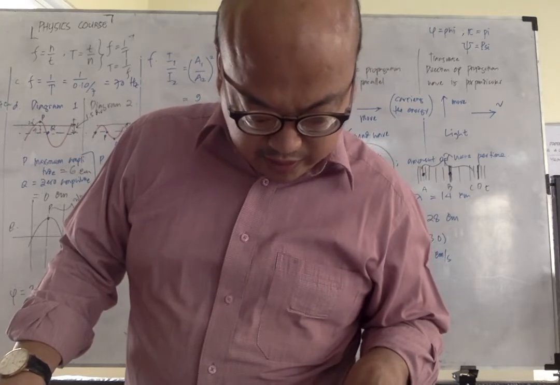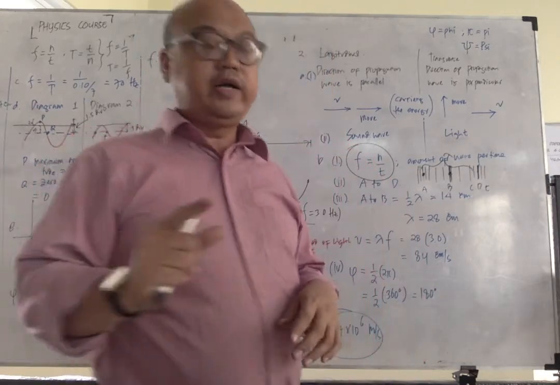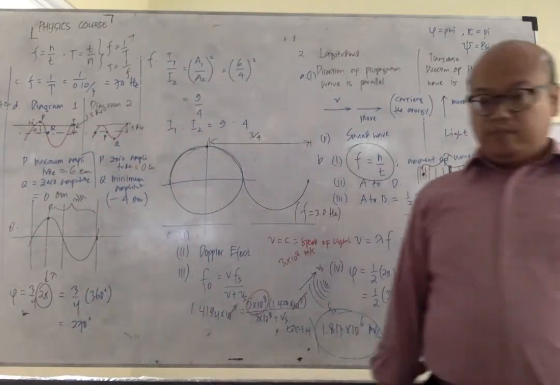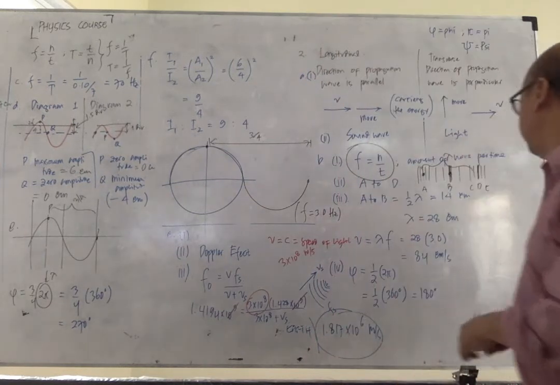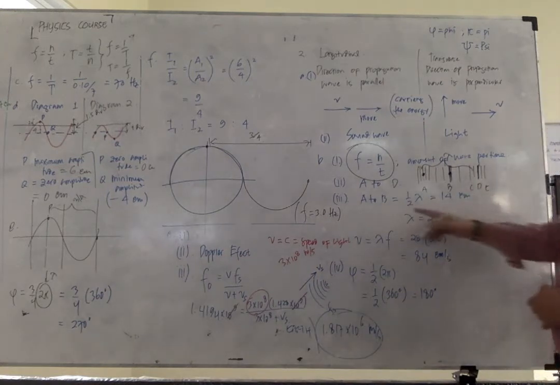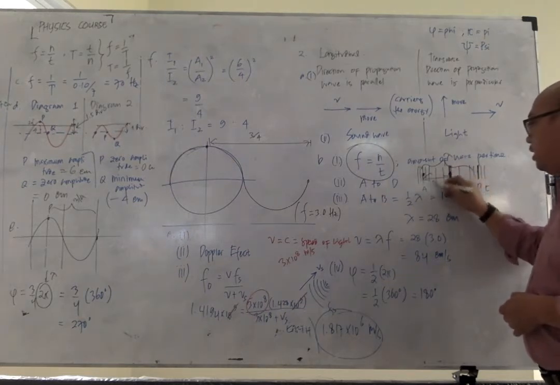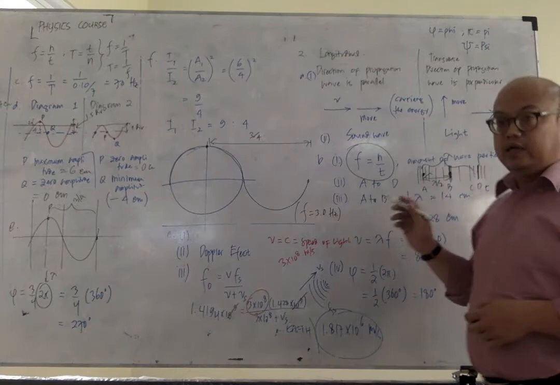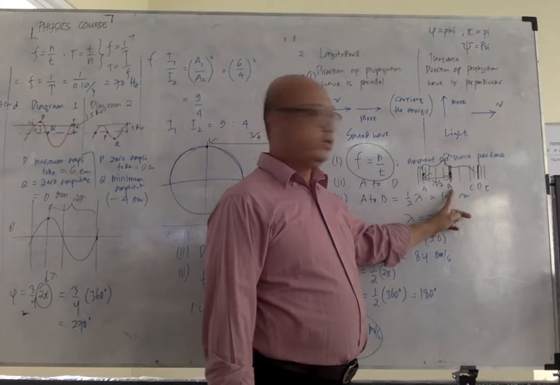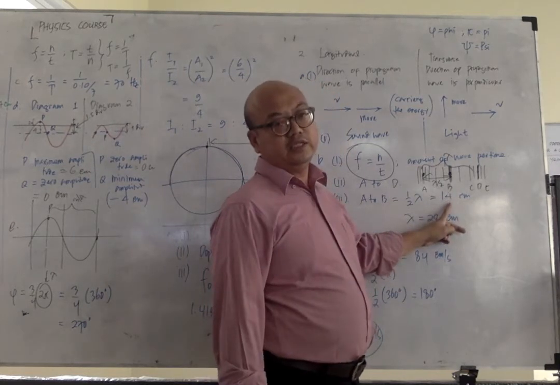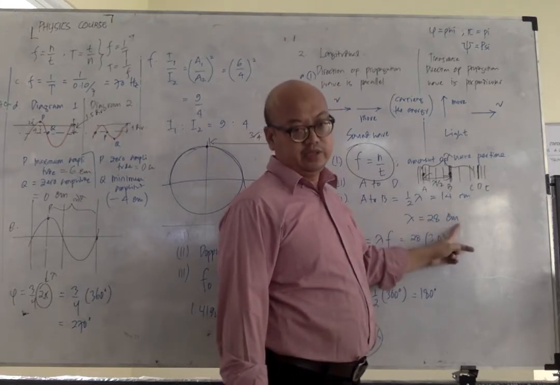The distance between point A and B is 14 centimeters. Here, calculate the speed of the wave. We know A to B is 14 centimeters, and A to B is about a half wave. So a half wave equals 14 centimeters, and one wave equals 28 centimeters, right?